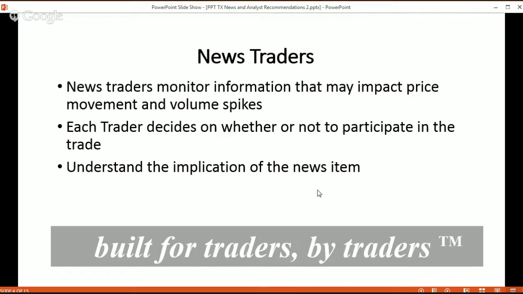So what is a news trader? A news trader monitors information that may impact price movement and volume spikes. Each trader decides on whether or not to participate in the trade. Not every news item will be enticing to a particular trader, and certainly each trader really needs to understand the implication of the news item, whatever it may be. And then we'll dive right into this.